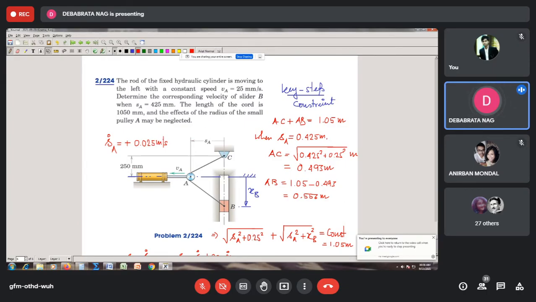So we see therefore that this SA, this left hand side velocity, is positive, because this is also left hand side, this is also the left hand side.